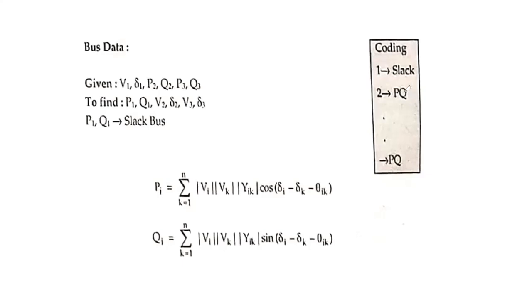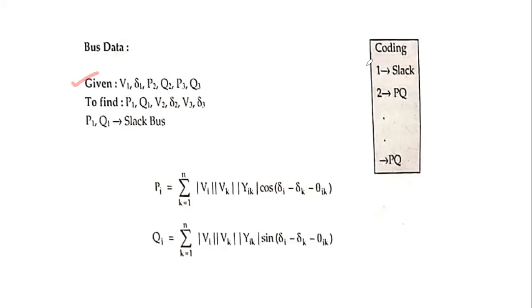And what is the second bus? PQ bus. In that PQ bus, which parameters are known? P and Q are the known terms. Next, the third bus is also a PQ bus. Which parameters do we know? P and Q. That is why these are all the given terms. Now, which terms are to be found? The unknown terms are to be found.